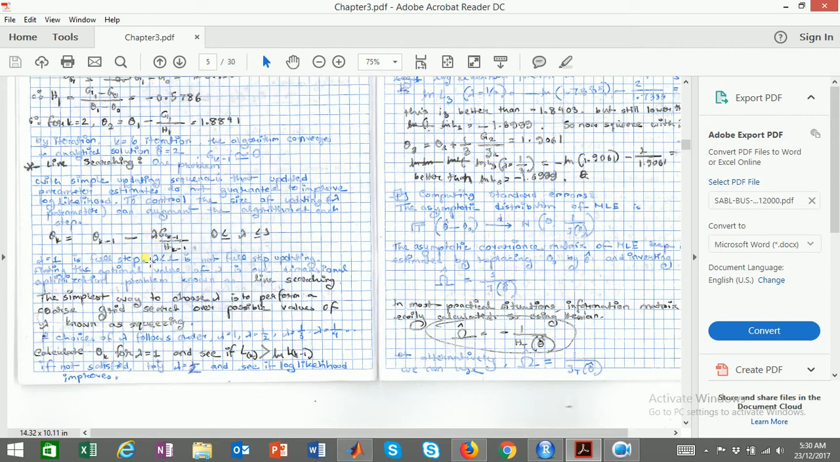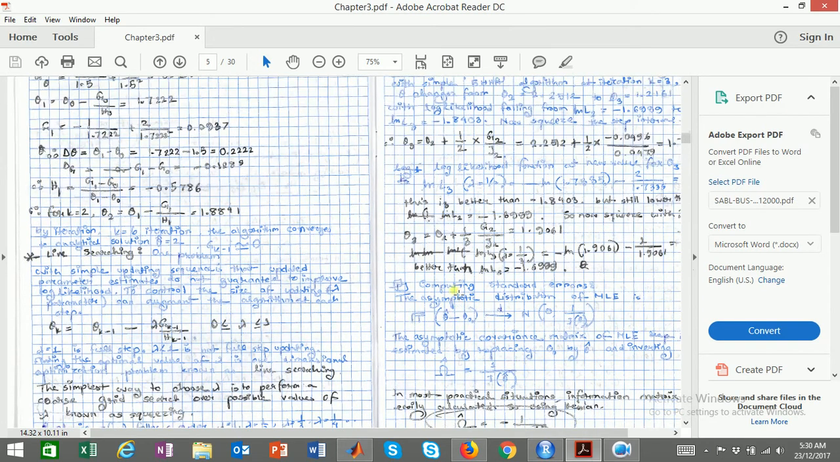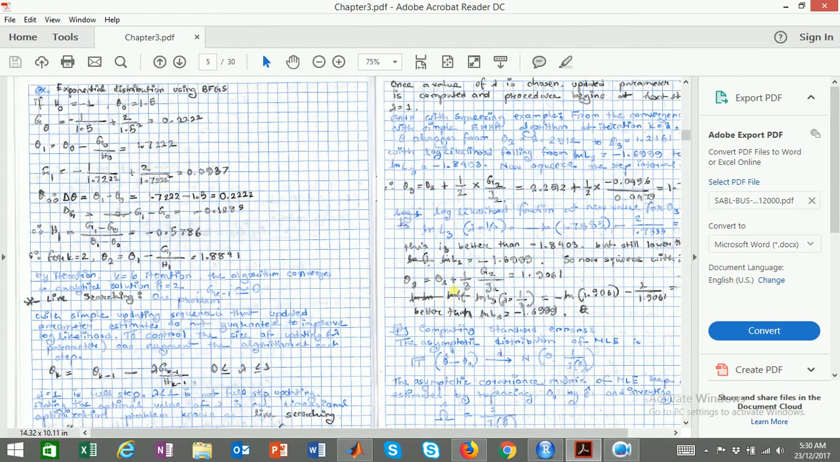For lambda equals 1, the full step is taken, because when lambda equals 1, it converges to the previous method. For smaller values of lambda, updating is not based on the full step. So the simplest way to choose lambda is to perform a coarse grid search over possible values for lambda, known as squeezing. So squeezing is, instead of using lambda equals 1, using lambda equals half or lambda equals 1 by 4 or something like that.